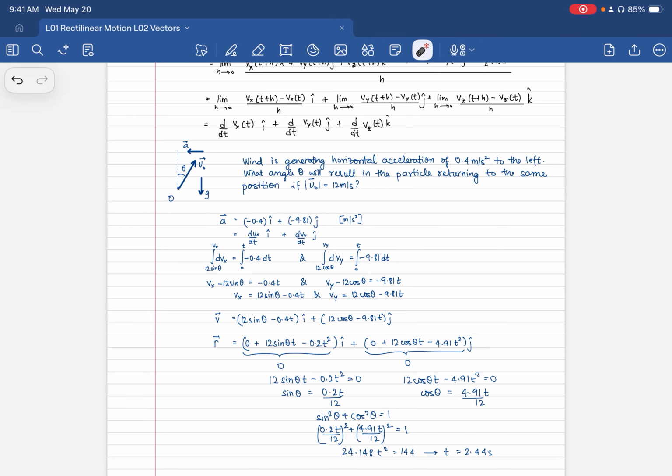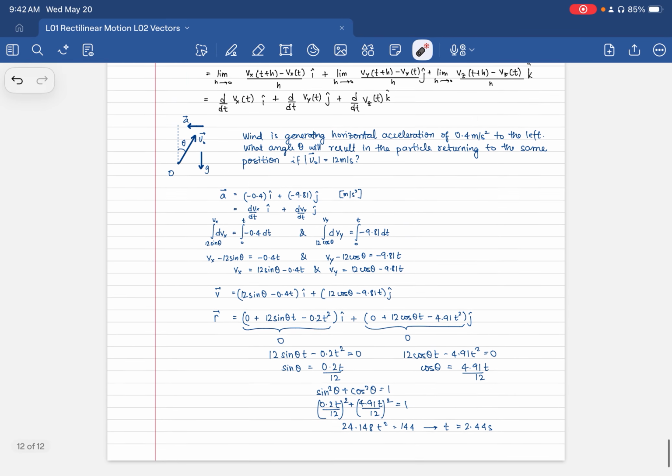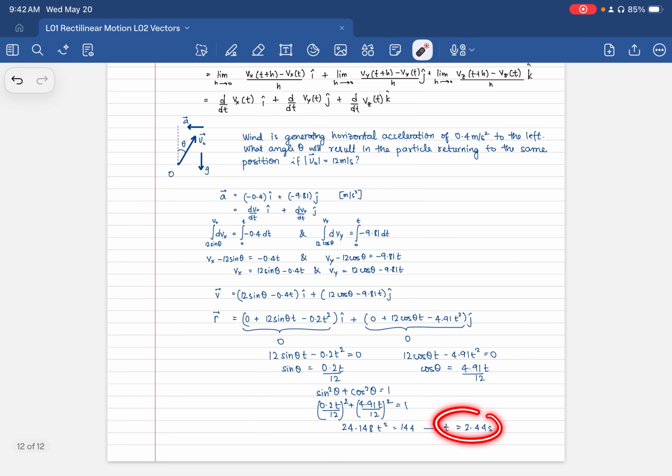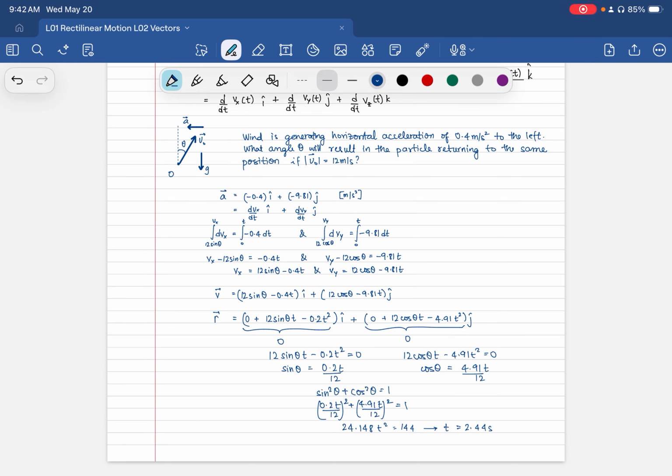No, the question asks you what is the theta that'll do it. Right now it's telling you what is the time that'll do it. But of course, you can just substitute this into that, and then do the arc cos or the arc sine. Let's do it for cos.